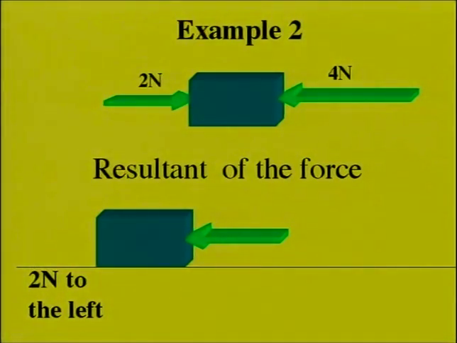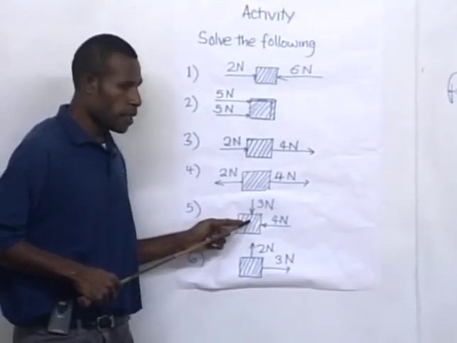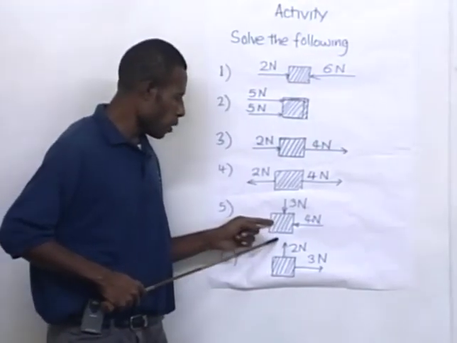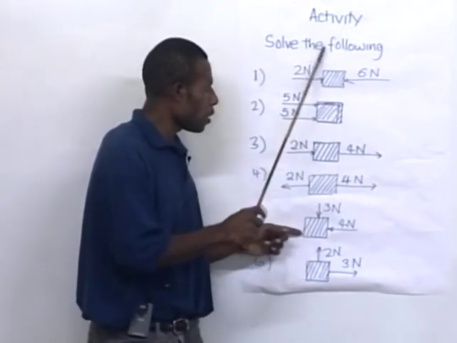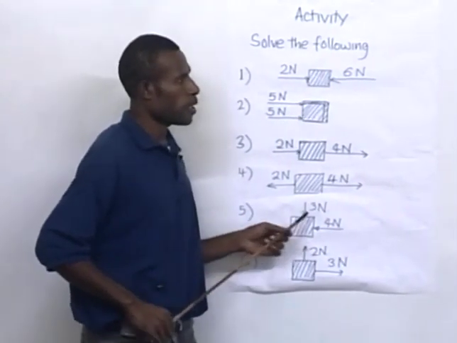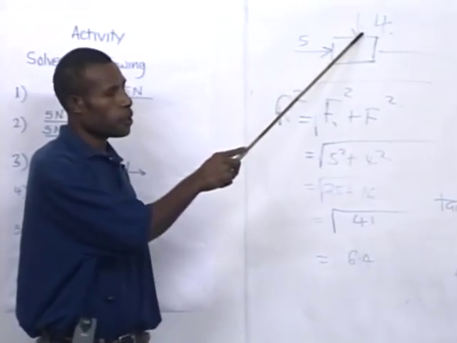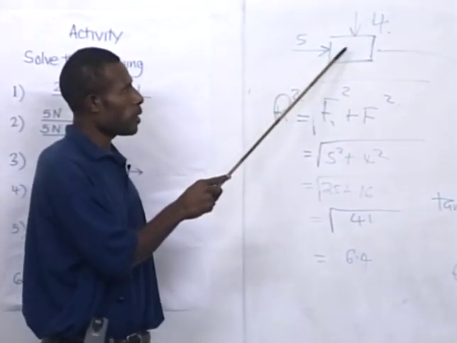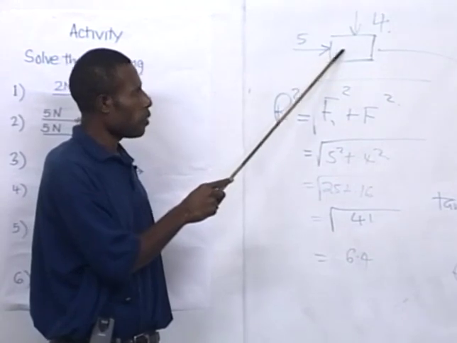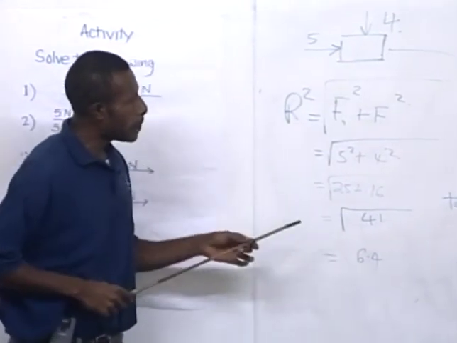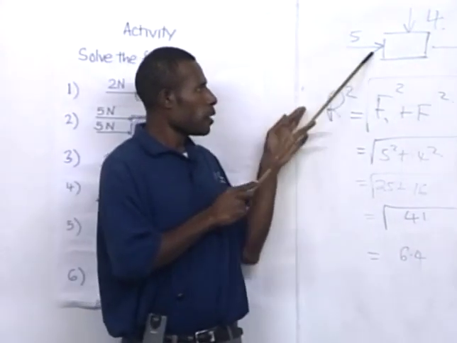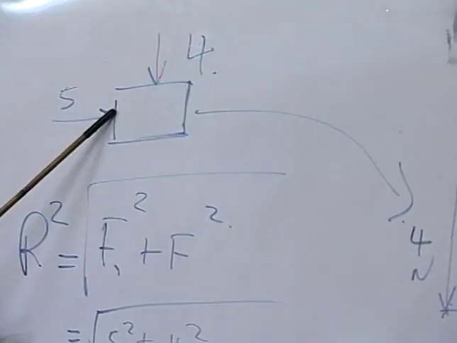What I'd like to do now is to quickly go through and solve this example. Before you continue with these exercises or the activities, there is an explanation which I will do. Give an example: if you apply 4 newtons to, let's say, a block of wood or a box, and 5 newtons is applied that way.